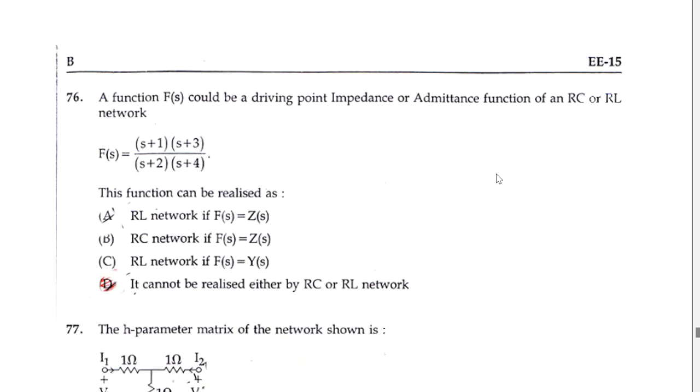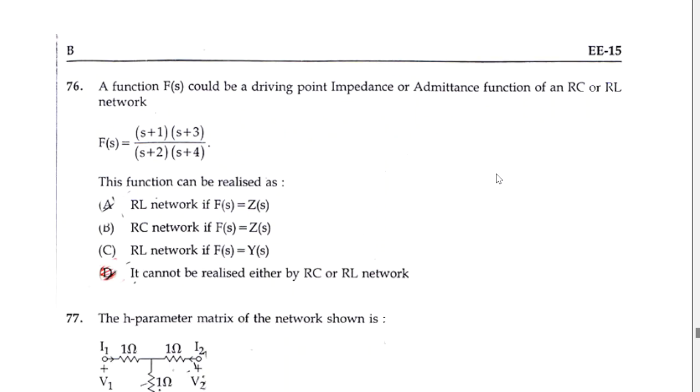Next question, 76 question here. The function f of s could be a driving point impedance or admittance function of RL or RC network. Okay. The f of s is equal to s plus 1 into s plus 3 divided by s plus 2 into s plus 4. This function can be realized as.